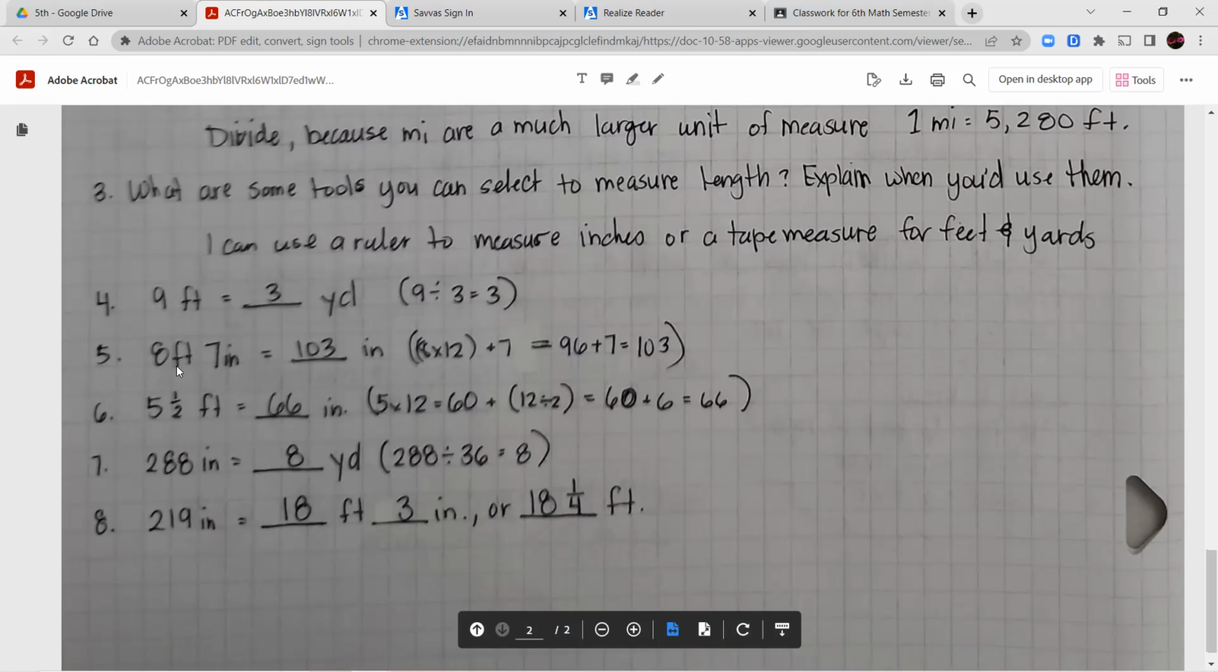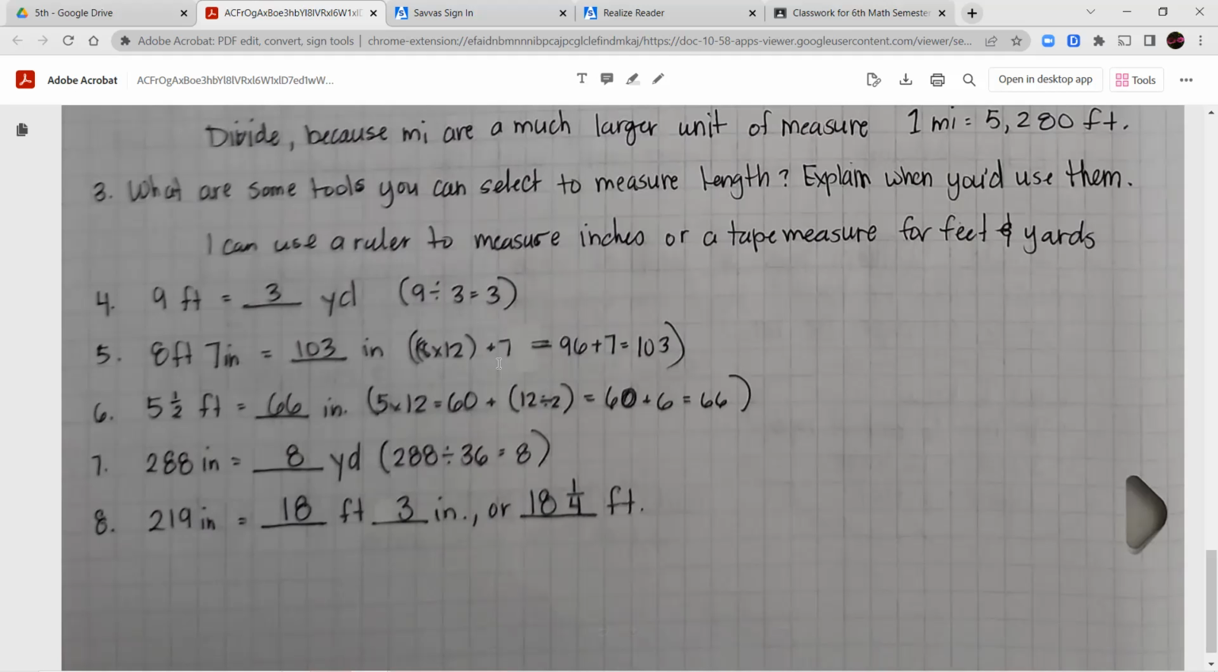How many inches are in 8 feet and 7 inches? Well, I know 1 foot is 12 inches. So I'm going to do the 8 times the 12 plus that extra 7 inches. Don't forget that extra piece. So 8 times 12 gave me 96, plus the 7 more inches gave me 103. So 8 feet 7 inches converts to 103 inches.